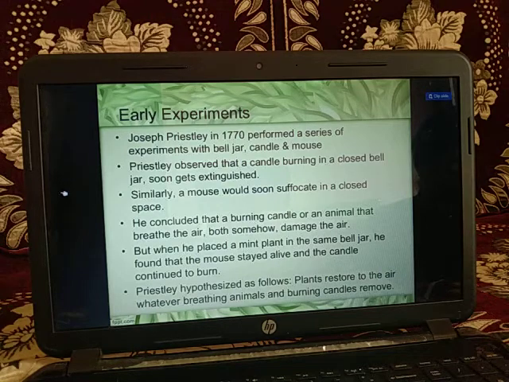Priestley therefore hypothesized that foul air or the phlogiston produced during burning of the candle or by animal respiration, that is the mice, could be converted into pure air or the dephlogiston by the plant, that is the mint. In 1774, Priestley discovered oxygen.